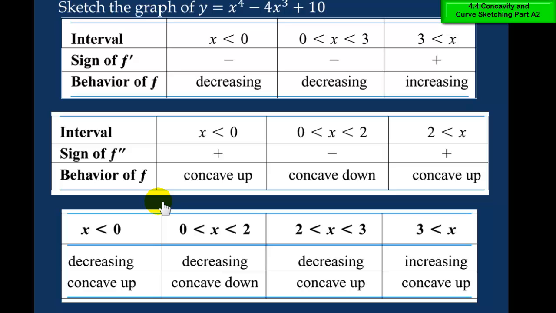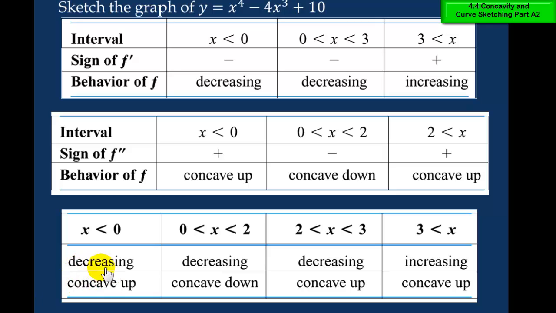So here we use the second derivative test to find points of inflection, and of course from the previous slide we saw that there is concavity from negative infinity to 0 concave up. Then from 0 to 2 it's concave down, and then from 2 to infinity it's concave up. And this is just a summary of what is going on at the different critical values.